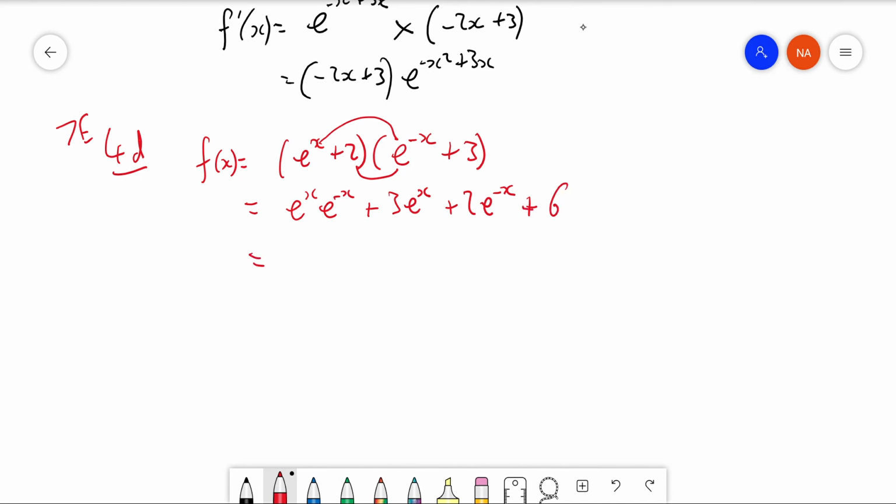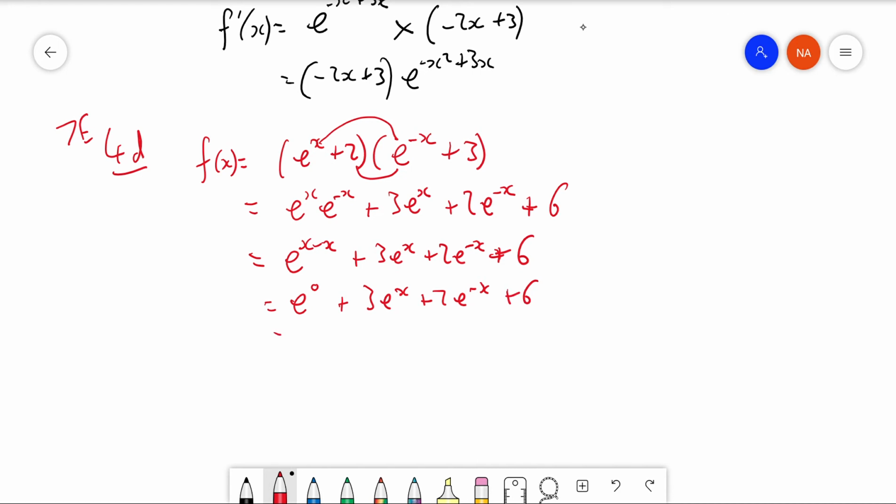And the question is, what do you do with e to the x, e to the negative x? Well, they both have the same base of e, so you can add the powers. So we get e to the x minus x plus 3e to the x plus 2e to the negative x plus 6. You cannot combine e to the x and e to the negative x when they're adding together. But when they're multiplying, you certainly can, because that gives you e to the 0 plus 3e to the x plus 2e to the negative x plus 6.